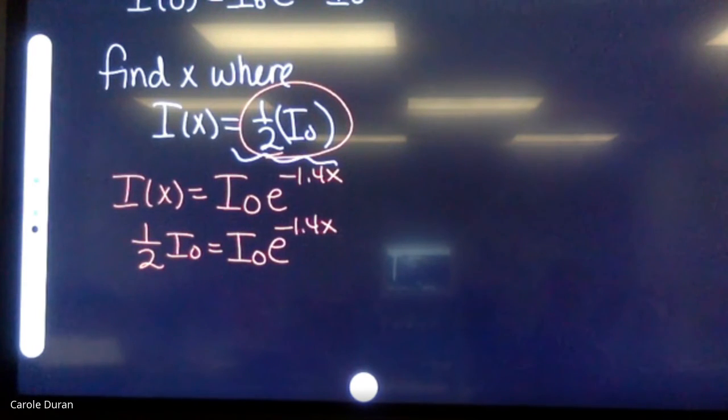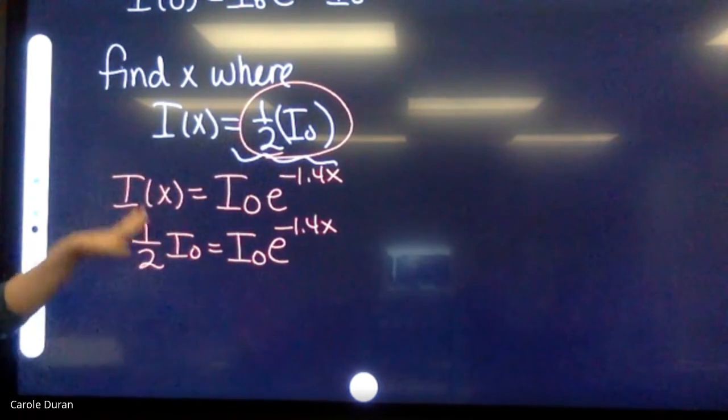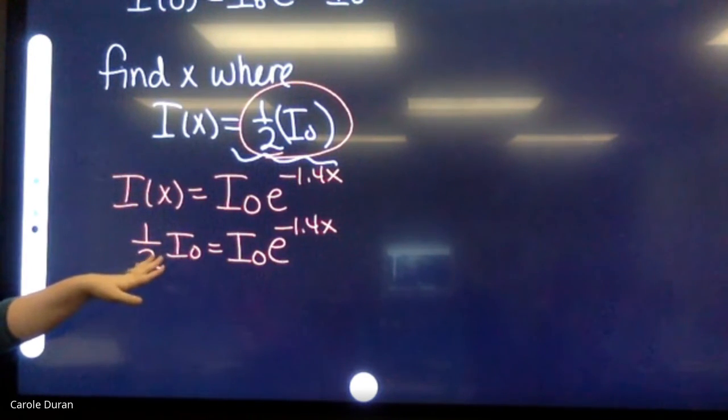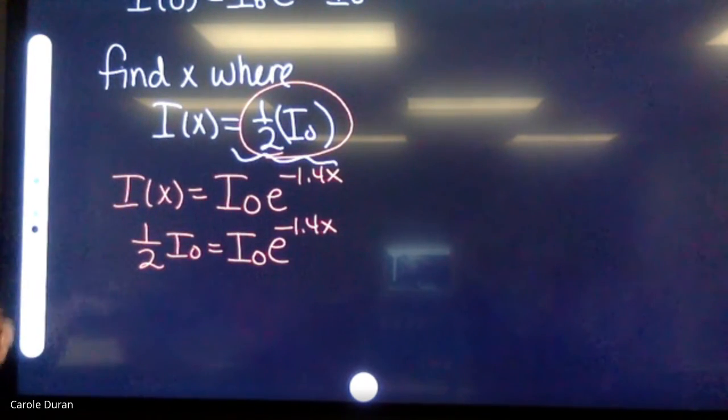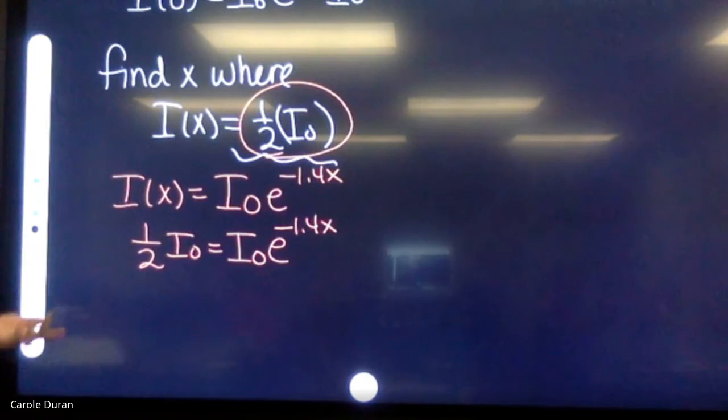I took the 1/2 I naught and replaced the I of x with that, because my goal is to find where the intensity is half of what it was at the surface of the water. I'm trying to find the x, so I don't want to plug anything in for that. So now I'm just solving for x.